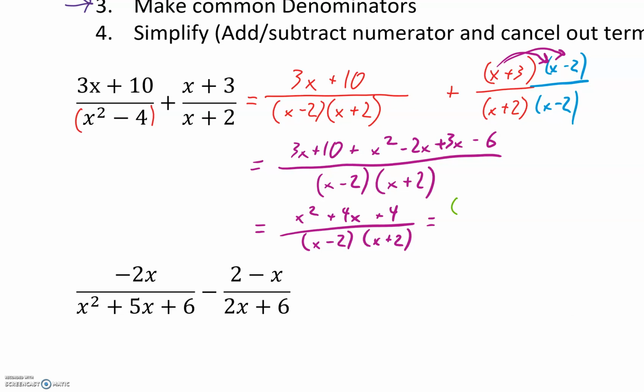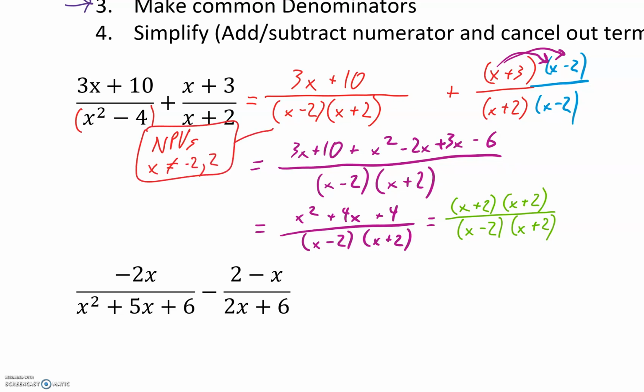We can factor out the top again. So x plus 2, x plus 2, over x minus 2, x plus 2. And before you can actually simplify anything, in fact, we should probably do that at this first step here when we're in red still. We should be getting our NPVs, which are that x cannot equal -2 or 2. So that part is important. It's coming from, in red, the denominators of both expressions.